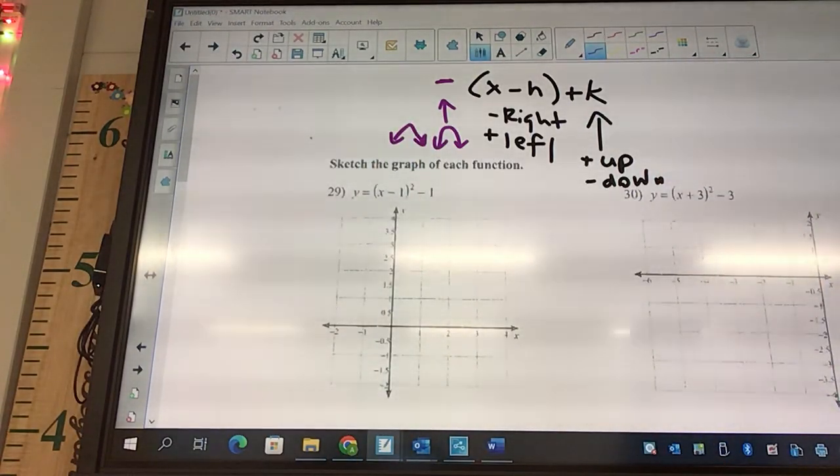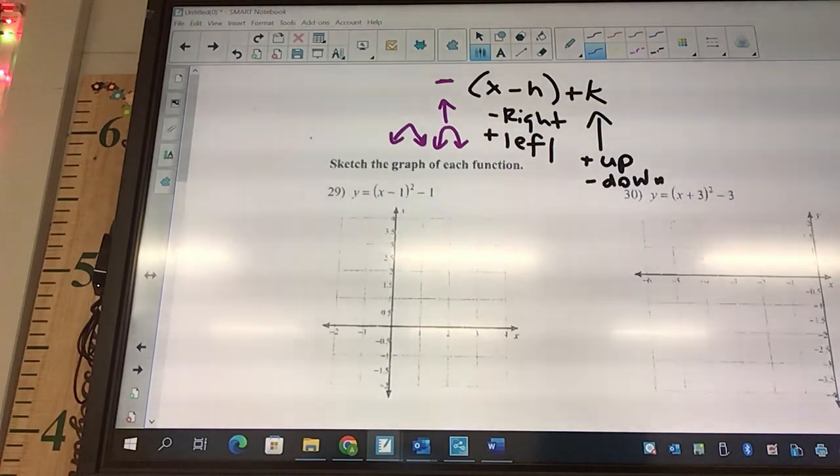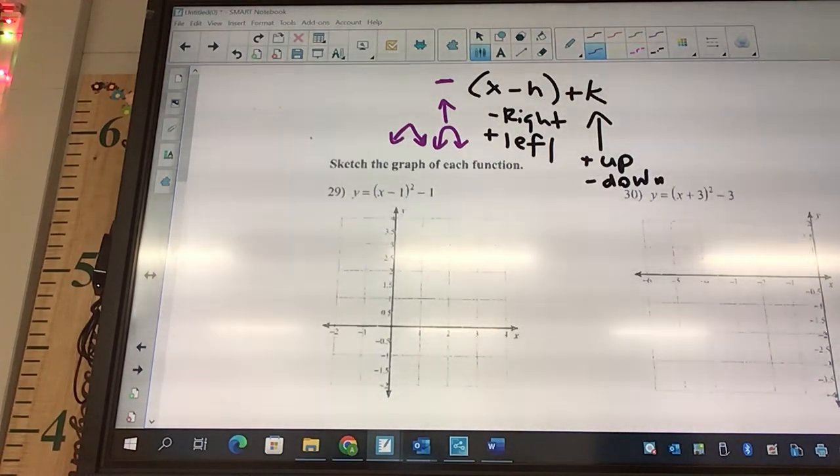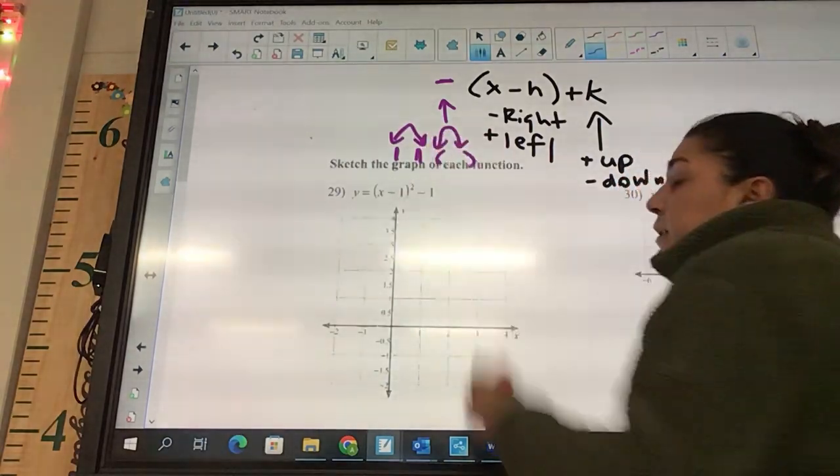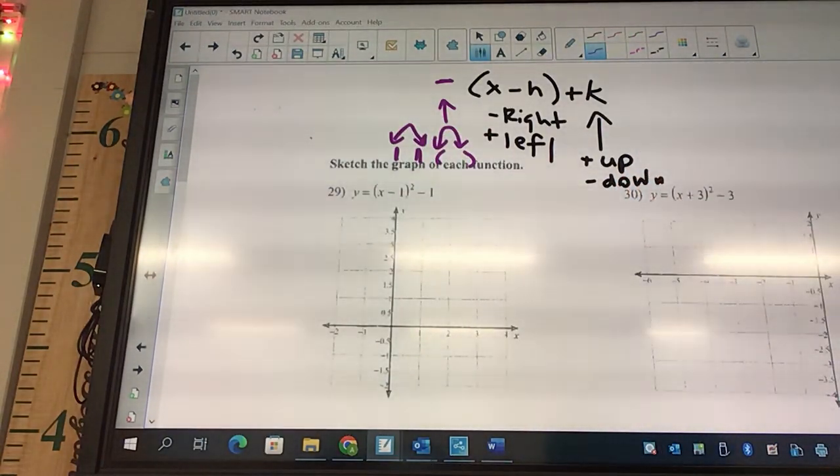Okay, and then see how 29 has parentheses? Look at 29. See how it has parentheses? Look at 33. What does it have? I forgot what it's called. Brackets. Yeah, they're like brackets or bars. Okay, this is for the bars. This is for the parentheses. The shapes look different, but the rules are the same.